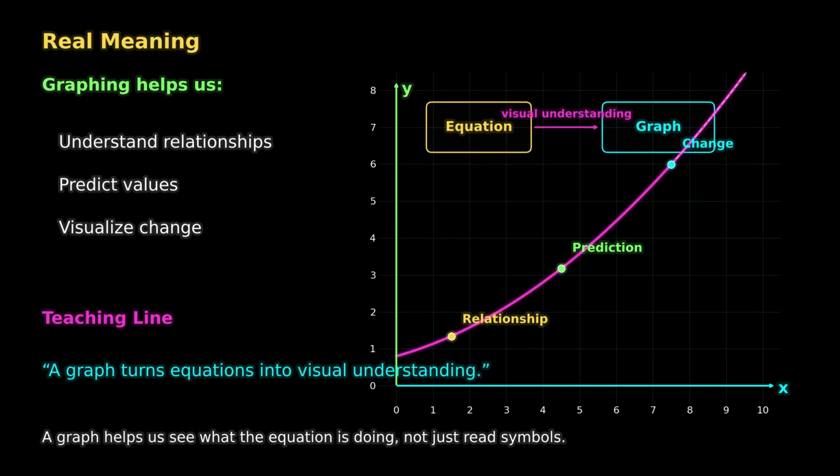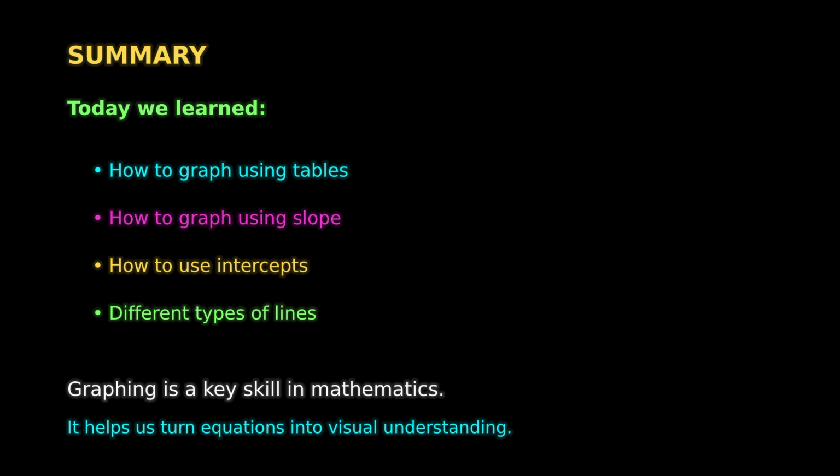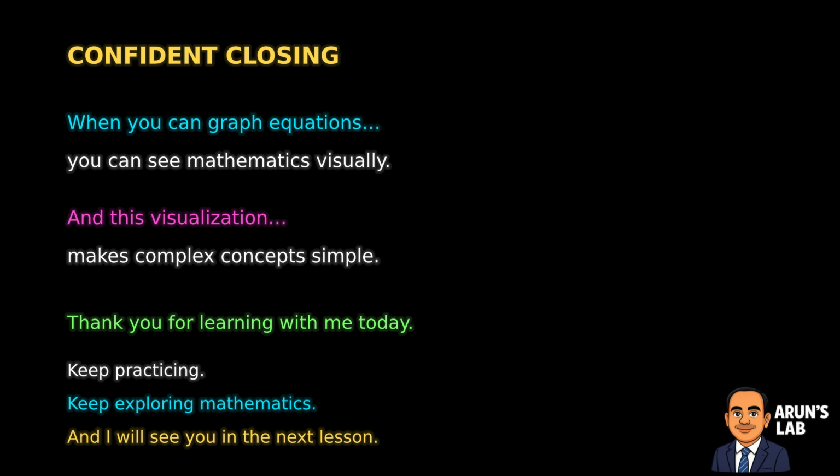Graphing helps us to understand relationships, predict values, and visualize change. A graph turns equations into visual understanding. Today we have learned how to graph using tables and how to graph using slope. Also how to use intercepts and different types of lines. Graphing is a key skill in mathematics. When you can graph equations, you can see mathematics visually, and this visualization makes complex concepts simple.